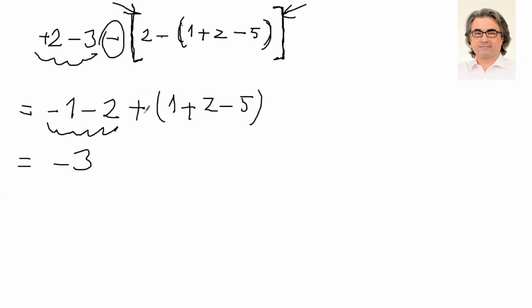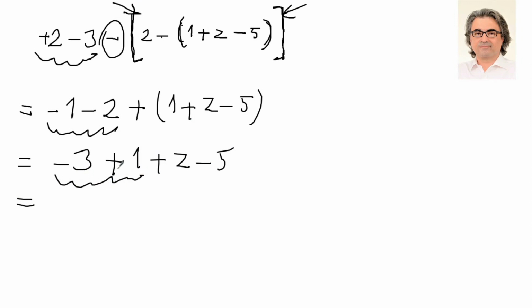Now we reached another parenthesis, and the sign of this parenthesis is plus. So how may I remove this parenthesis? Write the numbers in the parenthesis with their signs. The first number is plus 1, right here, plus 1. The second, plus 2, right here, plus 2. The third, minus 5, right, minus 5. And continue to solve here by starting from the left side.